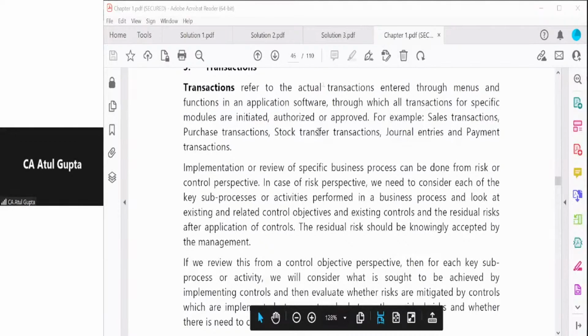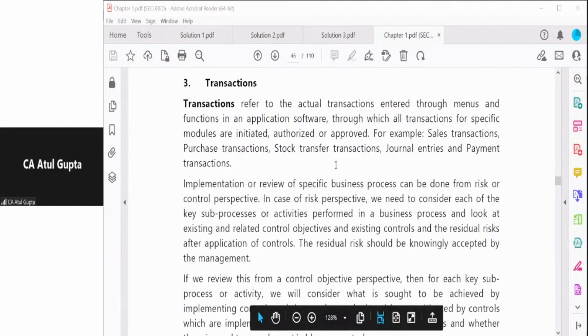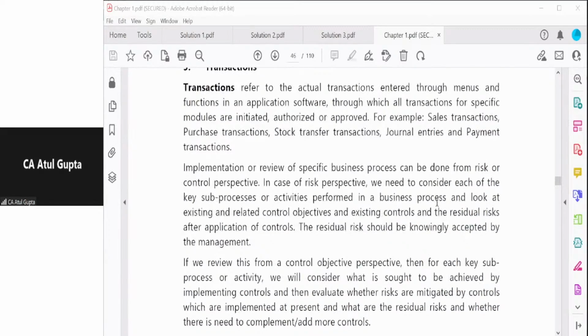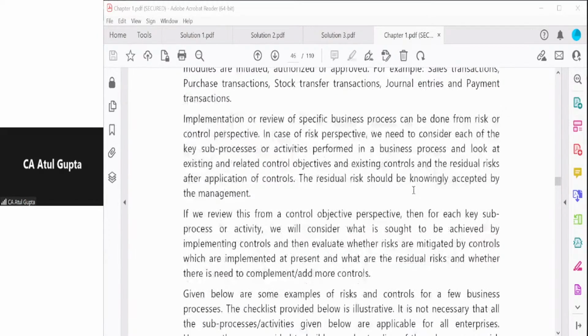So here we are looking at transactions. I'll read a few lines and then we'll go to the specifics for each of these. Transaction refers to the actual transactions entered through menus and functions in an application software, through which all transactions for specific modules are initiated, like sales, purchase, stock, and other transactions. Implementation or review of a specific business process can be done from a risk or control perspective in terms of the transactions.